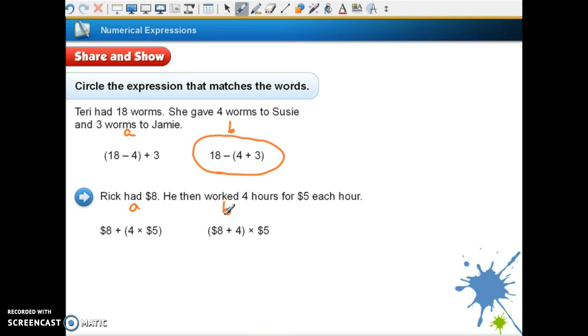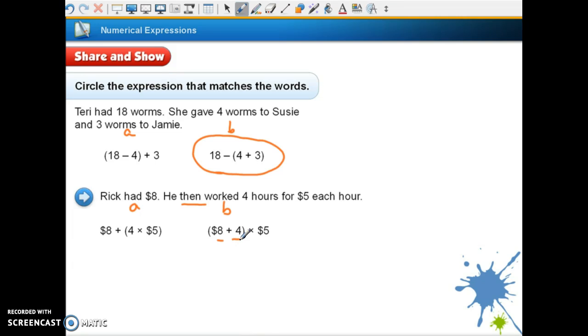If you think B is correct, raise your hand. Okay? There's a few that think it's correct, and there's some of you, raise your hand if you don't have any idea which one's correct. Okay, and there's a few of us. Let's talk this through. He started with $8. Then he went and worked 4 hours for $5 each hour. This one, we're not even adding money. And did he work 8 plus 4, $12, and then take that times $5?